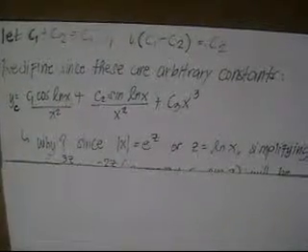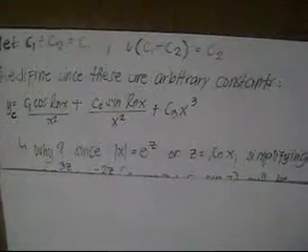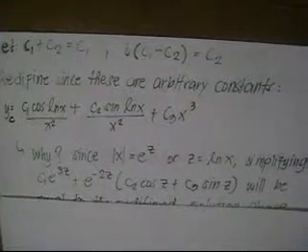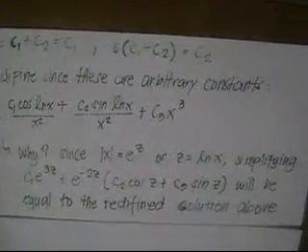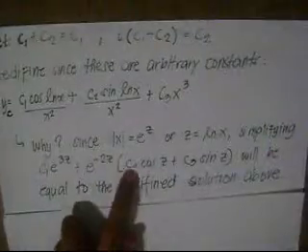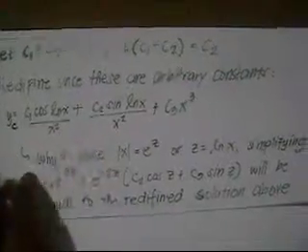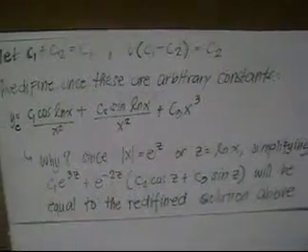Since x equals e to the z, or z is equal to ln x, simplifying C1 e to the 3z plus e to the negative 2z times (C2 cos z plus C3 sin z) will be equal to the redefined solution, which is this. If we simplify this using these equations, we will arrive at this complementary function.